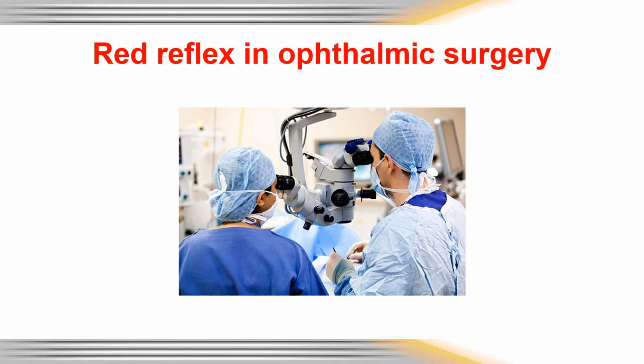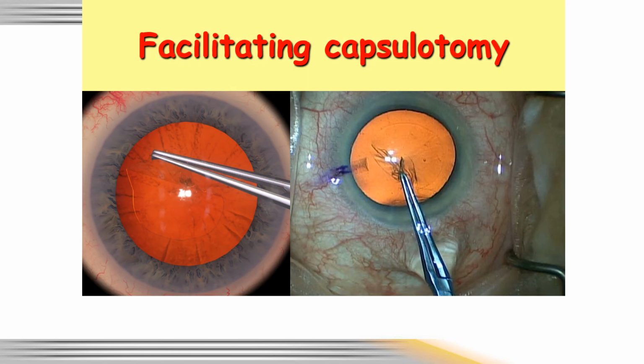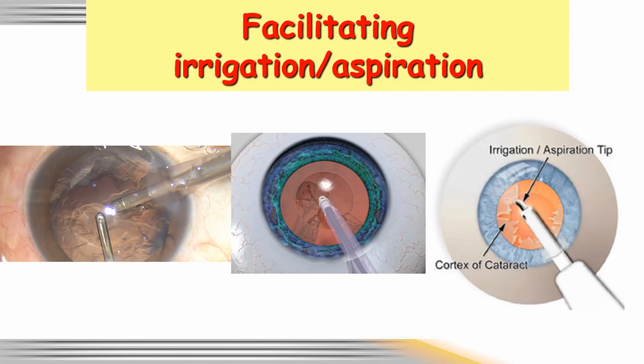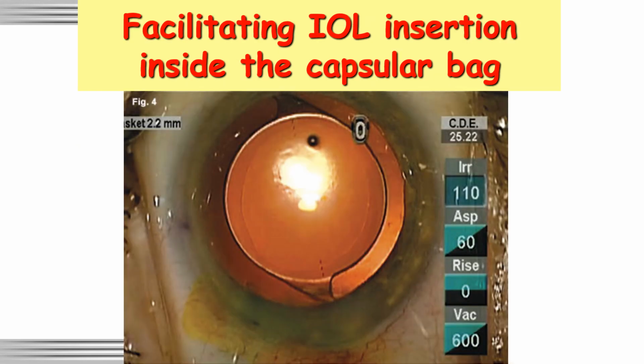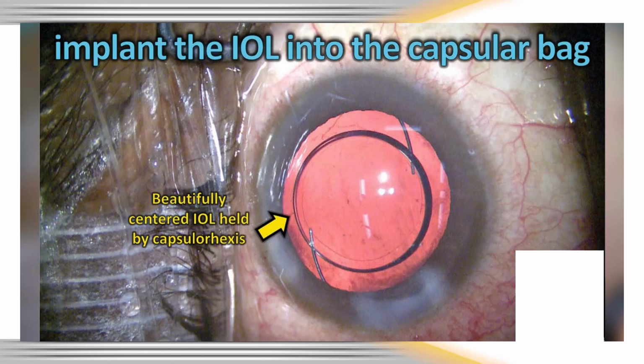Red reflex is also greatly used in ophthalmic surgery. It facilitates anterior capsulotomy. It facilitates irrigation, aspiration of the cortical material. Also, it facilitates intraocular lens insertion inside the capsular bag. The lens is inserted in the capsular bag, which is the space between the posterior capsule and the edge of the anterior capsule, to be well centered and away from the sensitive uveal tissue.